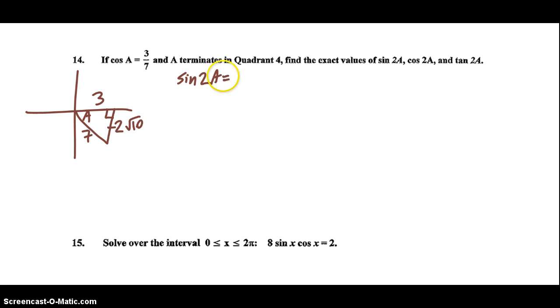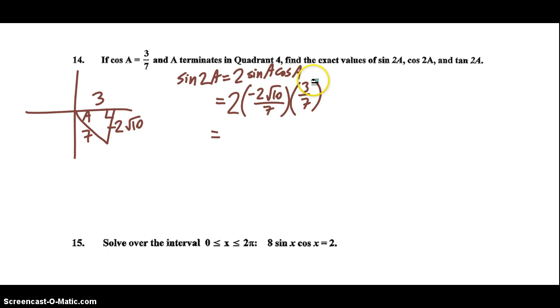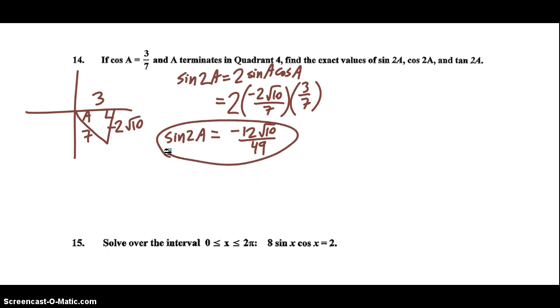Sine of 2a, again, is 2 sine of a cosine a. So I just need to know what the sine of a and the cosine a is. Well, sine of a is negative 2 radical 10 over 7. Cosine of a they gave us is 3 over 7. So if I take 2 times negative 2 radical 10 over 7 times 3 over 7, I get negative 12 radical 10 over 49. And I don't believe anything reduces. So that's the sine of 2a. Third of the way done. Negative 12 radical 10 over 49.